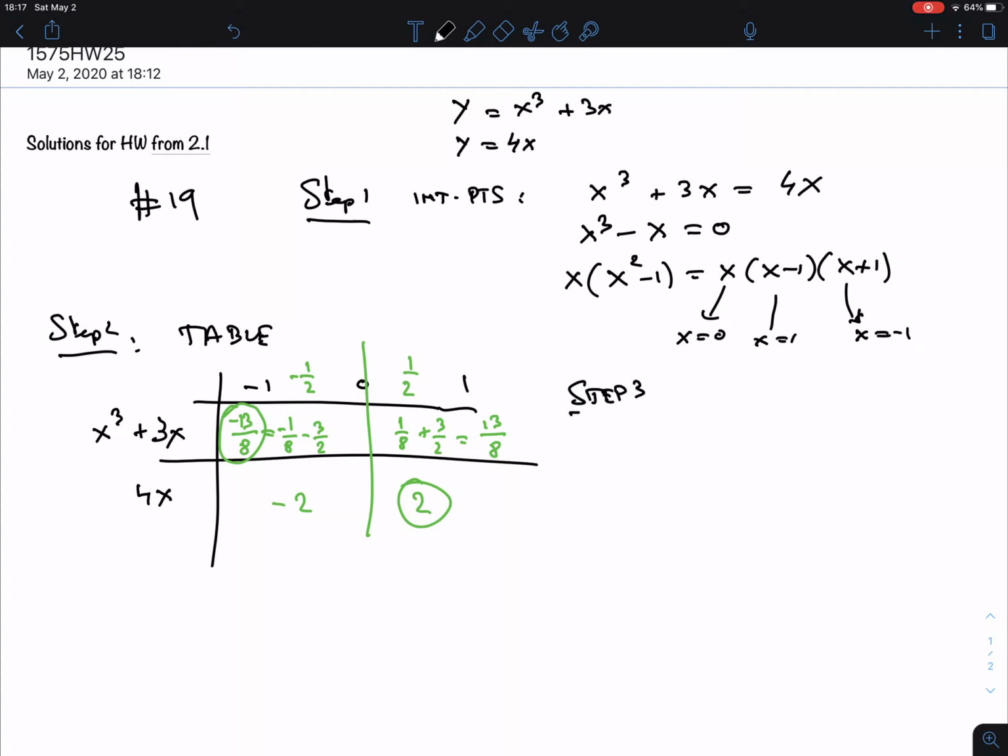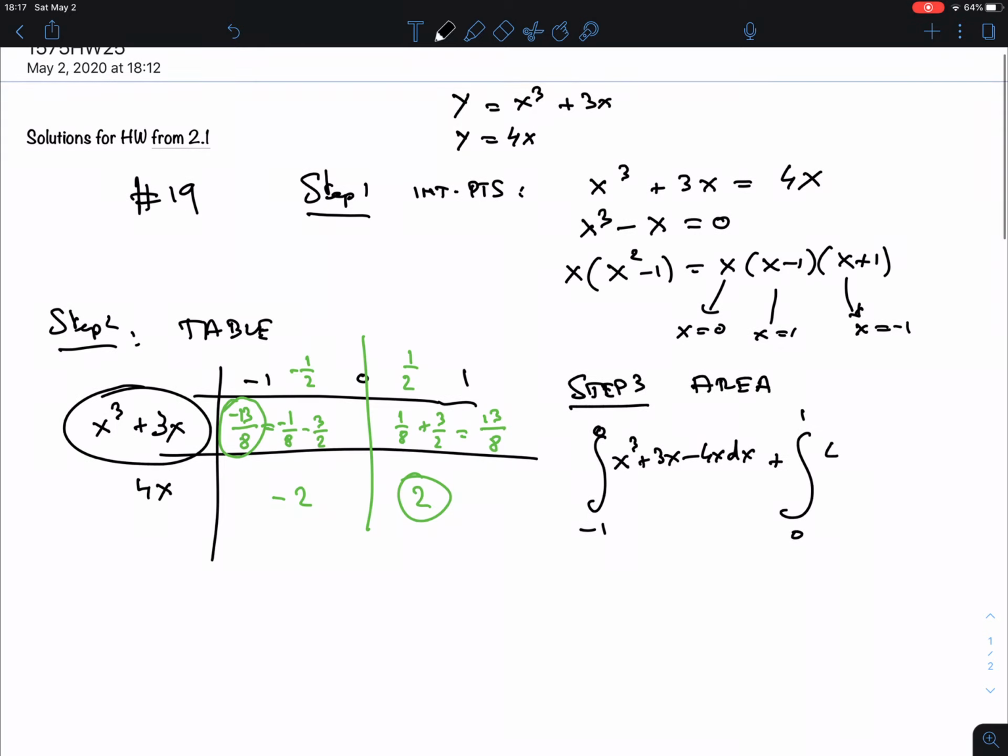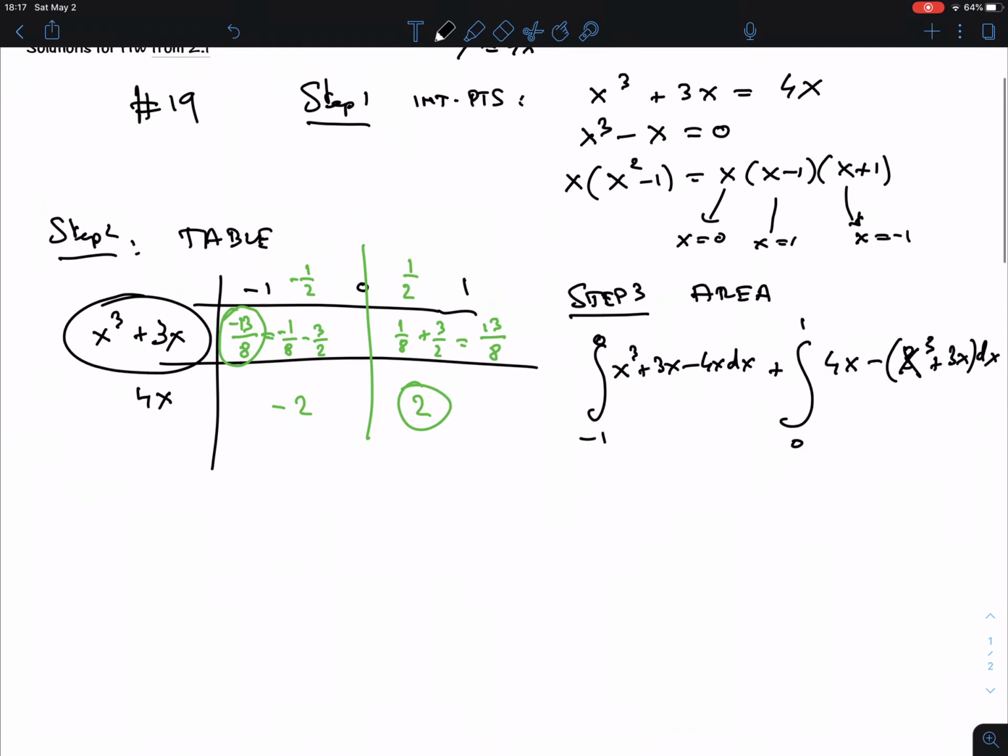I'm going to write this here so that I have everything inside. We have to put down the integral that gives me the area. So we have two parts. We're going to have from minus 1 to 0, and then from 0 to 1. And in the first one we have to put this one on top, so x cubed plus 3x minus 4x dx. Plus, in the second one it's the other way around, so it's 4x minus, and be careful, especially when you're subtracting expressions, that you don't make minus sign mistakes, right?